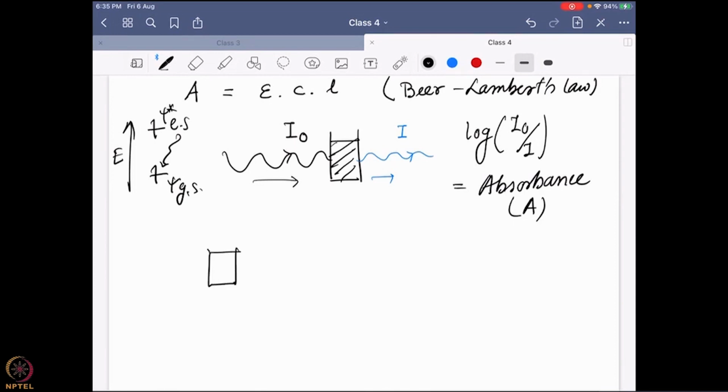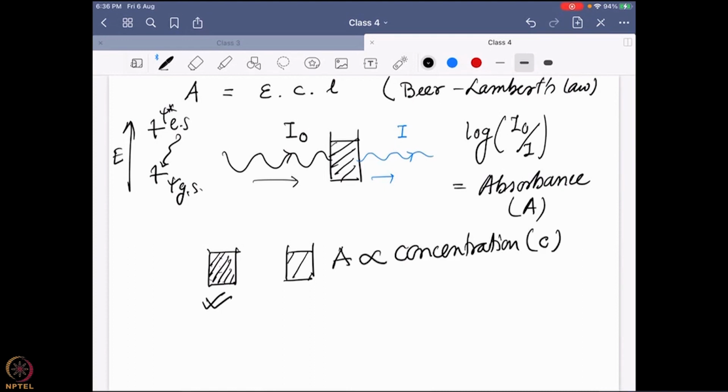First, say I have two samples, same sample, but different concentration. This is much more concentrated. This is less concentrated. So which will be absorbing more? Obviously this is going to absorb more because you have more molecules present there. So more molecules means it has more chance to change its electronic distribution, and more energy will be absorbed. So that is why concentration is a factor, C, which is directly proportional to the absorbance.